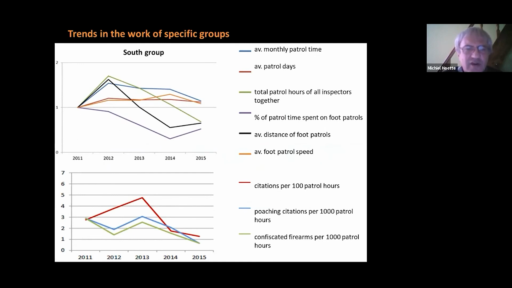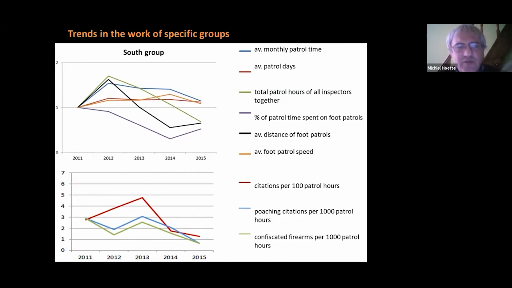You can also look at individual groups and just see if they go up or down. That's what I tried here with an example of one group in a protected area. At the top, there are certain indicators for patrol efforts, and at the bottom, patrol results. And the picture doesn't look really good. If you, for instance, look at the percentage of patrol time that was spent on foot patrols, which is really important, that's kind of halved over a period of 4 years.